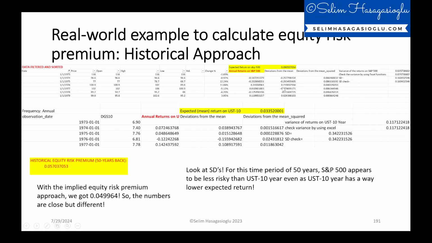But when we look at this specific time period, it doesn't appear to be the case. The S&P 500 seems to be less risky than the 10-year US Treasury bond, and even as the S&P 500 has higher expected returns, it has lower standard deviation in this historical approach.